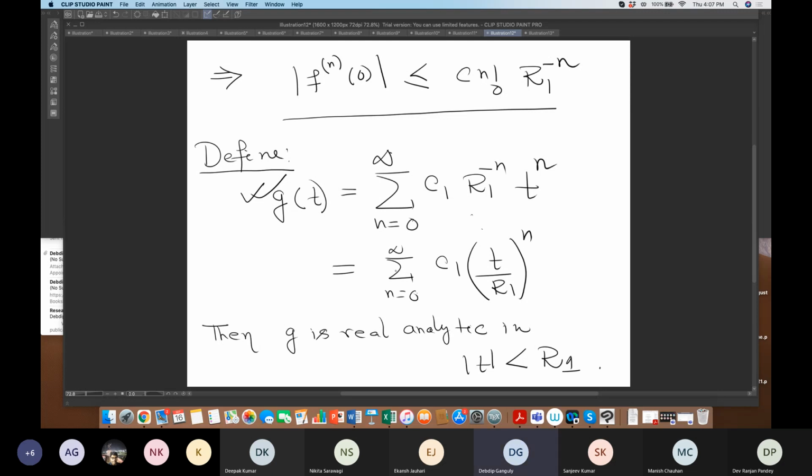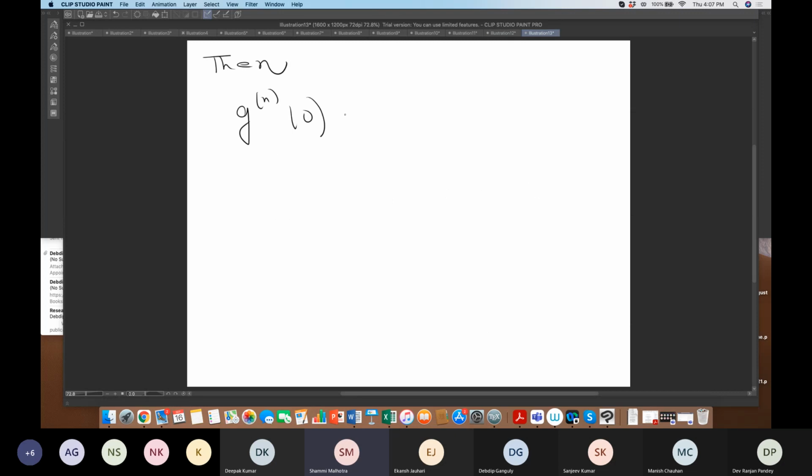This is a real analytic function, so the derivative will go inside. You take the derivative of t to the power n, t to the power n minus 1, the g prime t, and then g prime t at 0 is 0, like that. So what will be g nth derivative at the point 0? So C times n factorial by R1 to the power n. Exactly. This will be C times n factorial R1 to the power minus n.